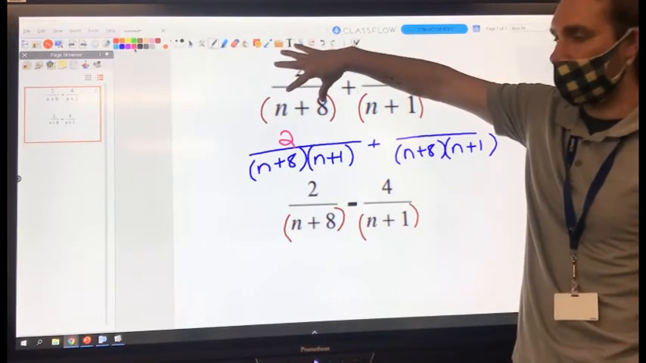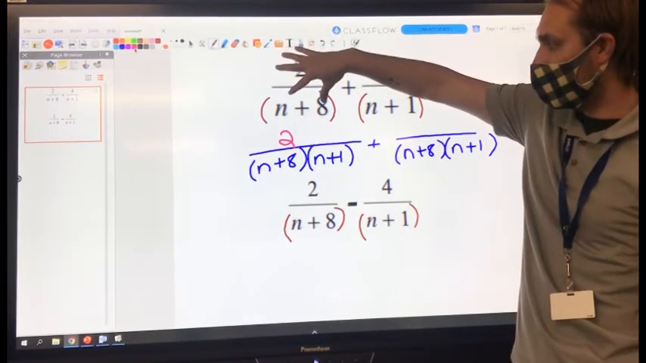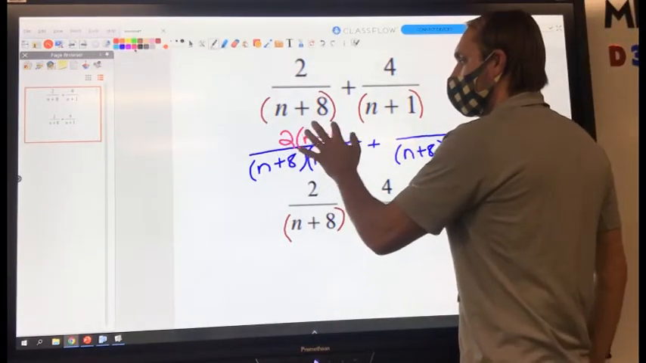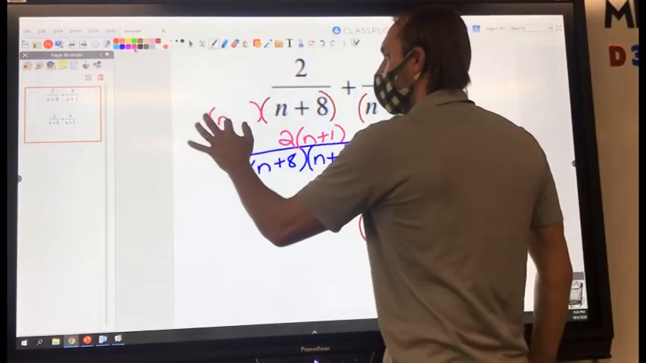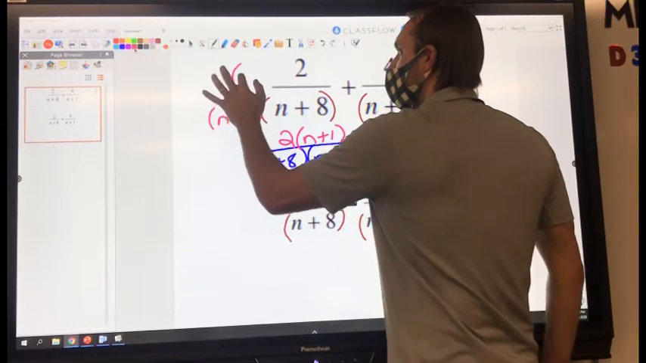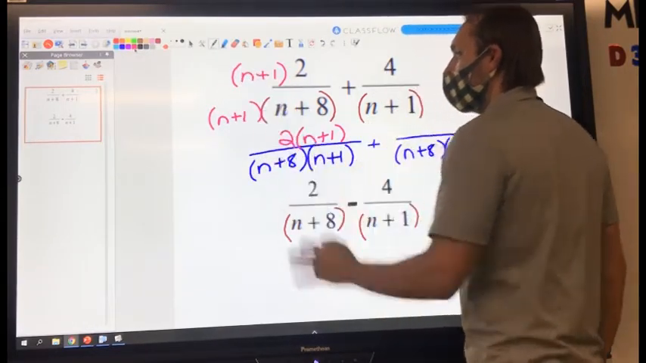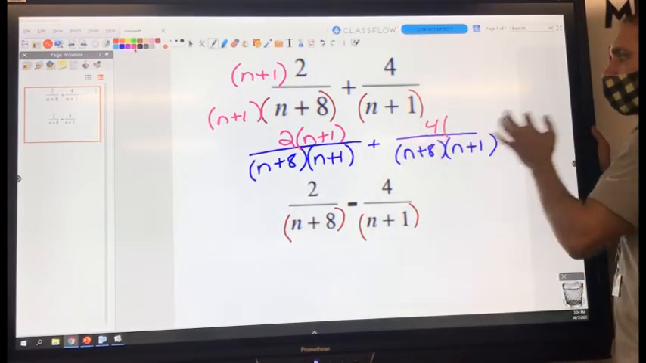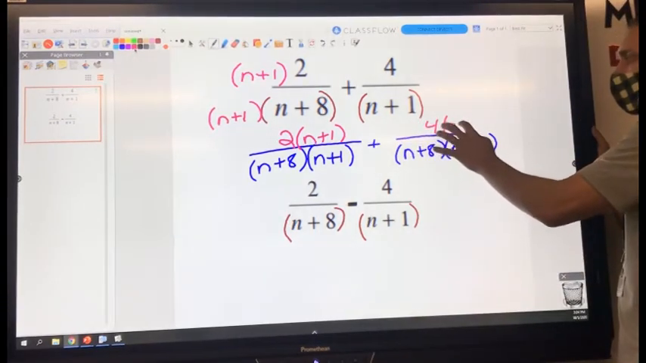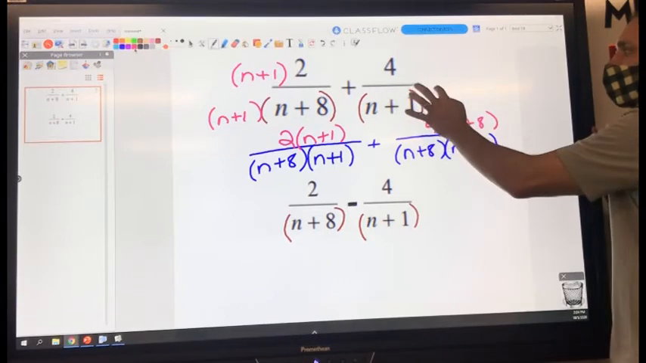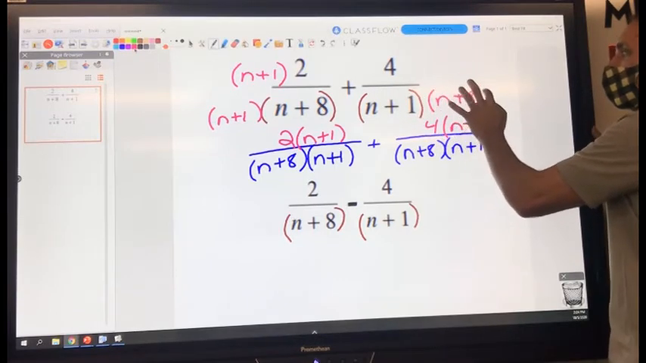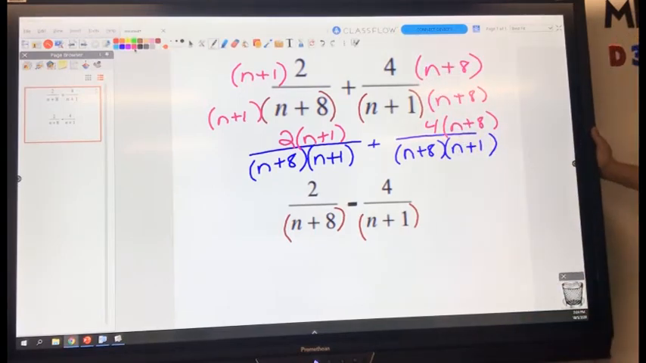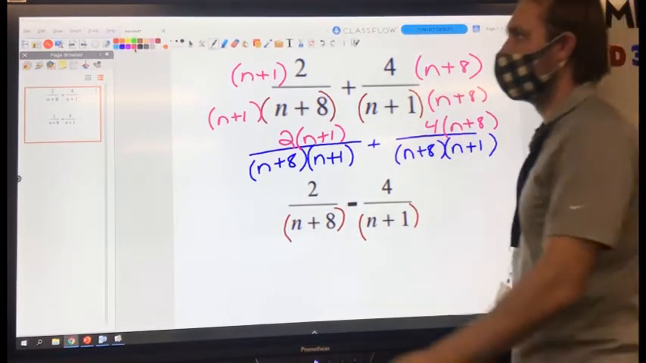Which part am I missing from the LCD? The n plus 1. So I'm multiplying this bottom by the n plus 1, and I must multiply the top by n plus 1. And over here, what am I multiplying with the 4? N plus 8, because this n plus 1 is missing that part of my LCD, and I must also multiply the top. That's all the steps on this.